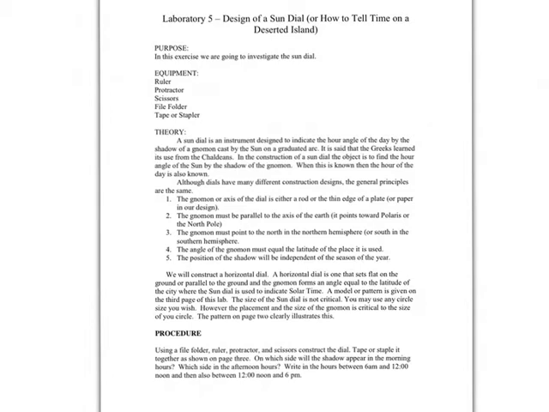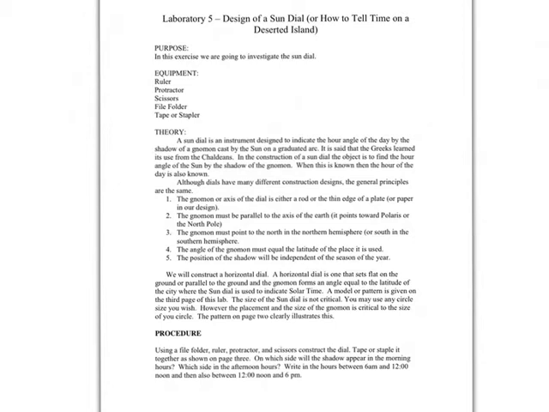So in Lab 5 we're trying to design a sundial, and really this is going to be pretty easy. If we have a ruler and a protractor, you're just going to need the scissors and some sort of cardstock. A file folder works, and tape or a stapler. Read through the theory section, and the procedure is really just taking what's on page 3 and making it. You might have to change it a little bit for your location, which we'll get to in just a second.